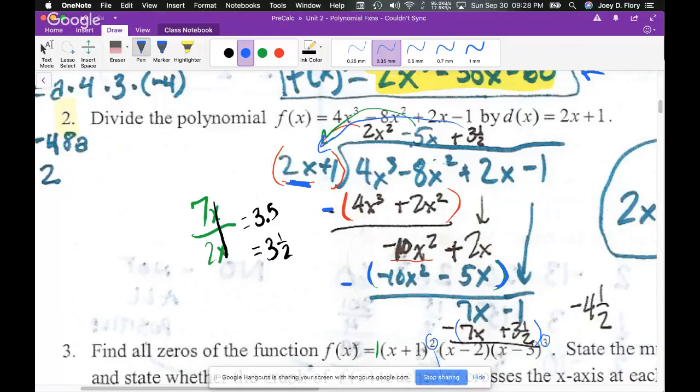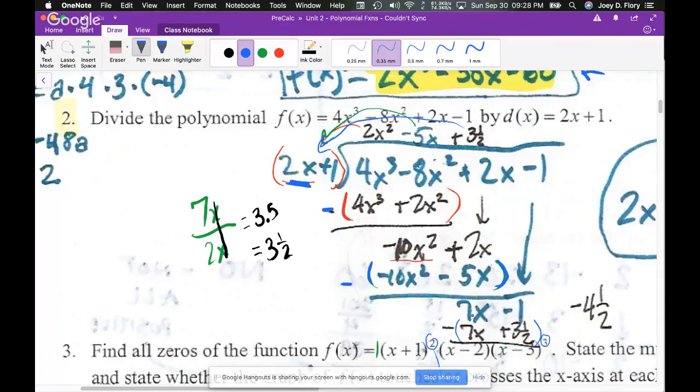And also don't forget if you have any missing degree terms. For example, if we didn't have this 2x term, we would want to put a 0x here as a placeholder. We got to have each degree accounted for when we do our long division, okay? Or else it's going to mess up the process.